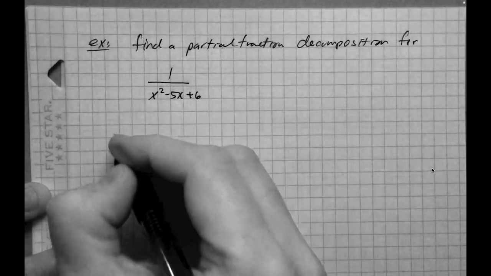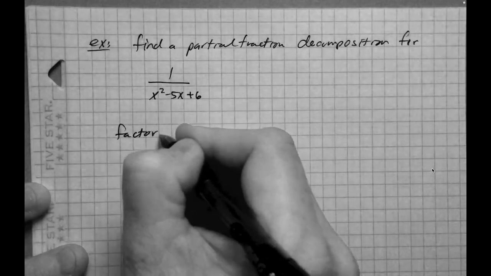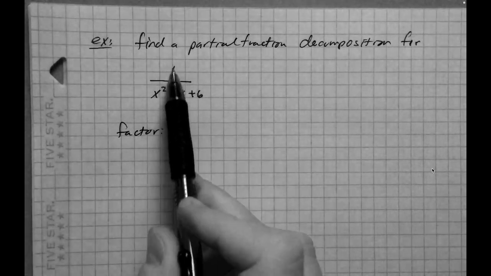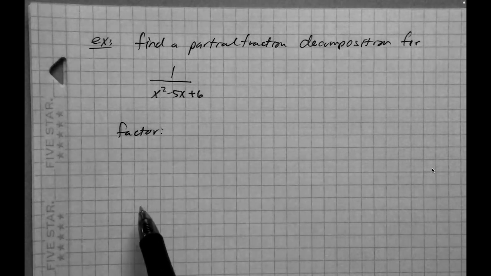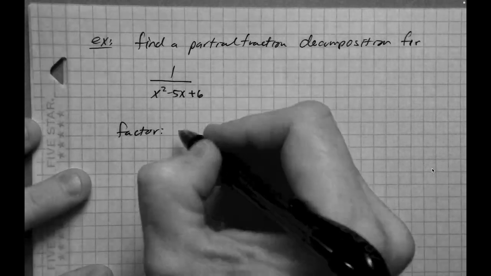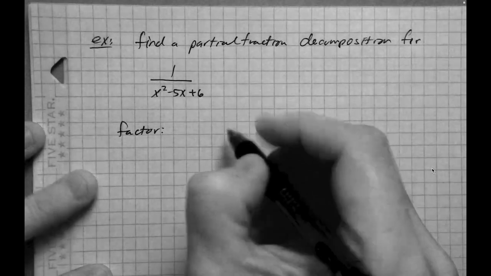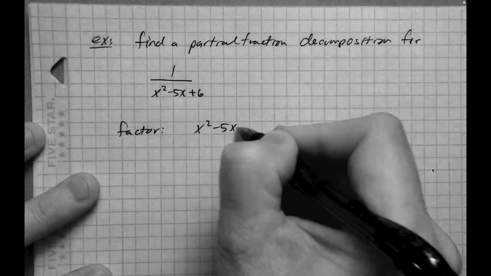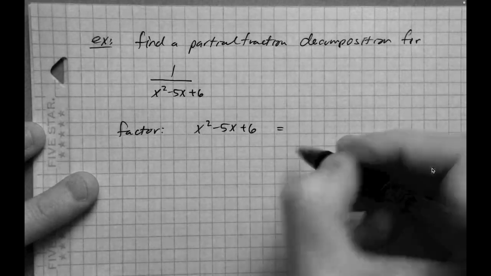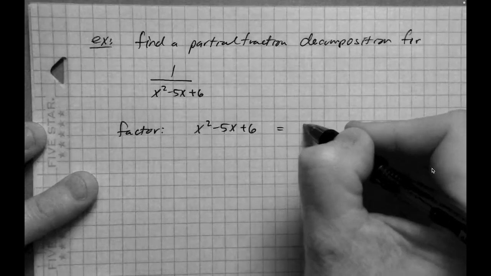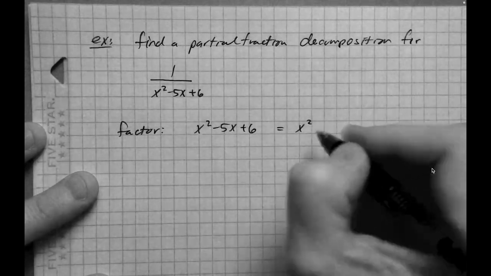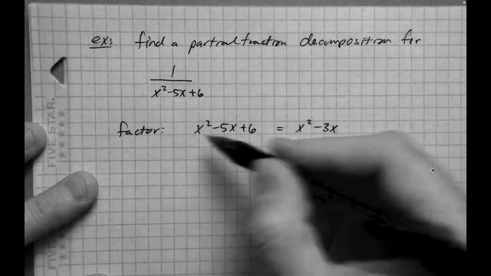Okay, so first we'll factor. Obviously we don't have to do any division, right? The numerator is a constant, the denominator is a polynomial. And so we've got to factor x squared minus 5x plus 6. Some of you may be able to do these things in your head. If you can't, that's okay. You can break this up.